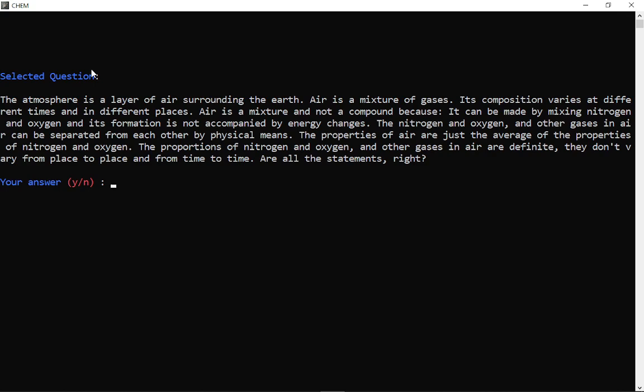That is right. The nitrogen and oxygen and other gases in air can be separated from each other by physical means. Fine. The properties of air are just the average of the properties of nitrogen and oxygen. Fantastic. The proportions of nitrogen and oxygen and other gases in air are definite. They don't vary from place to place and from time to time.